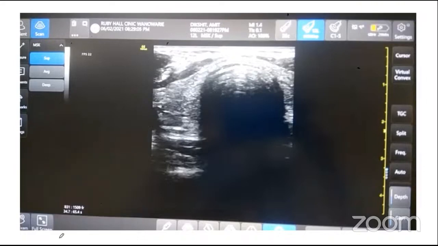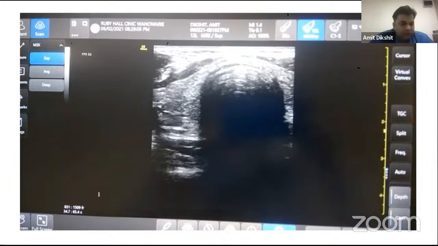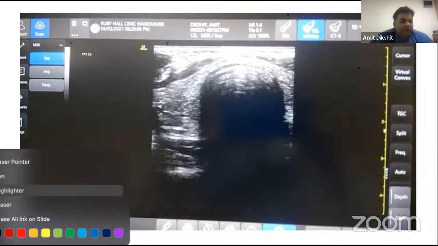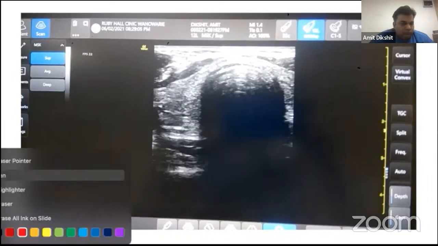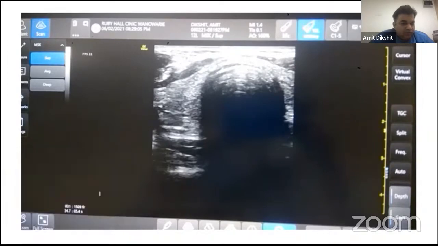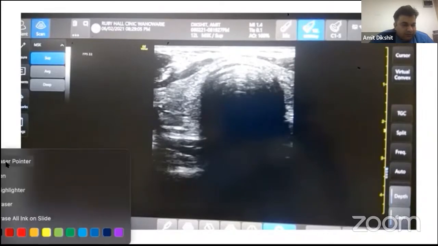Click on the images. Click on the image, I just... pen. Okay. I have used a laser pointer, but I have to stop that laser pointer. I think I just.